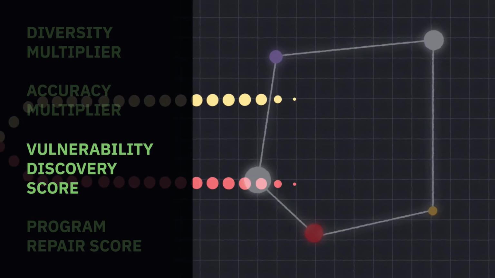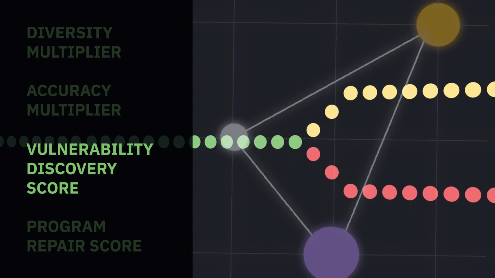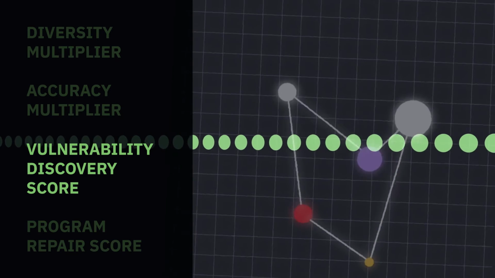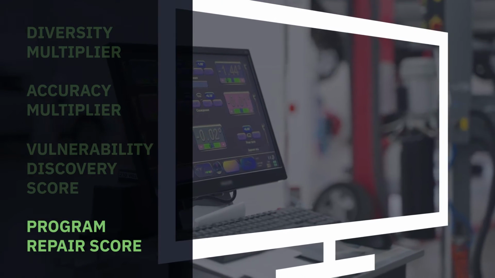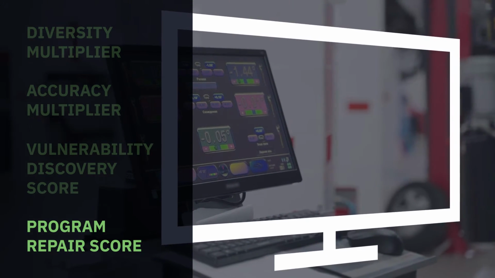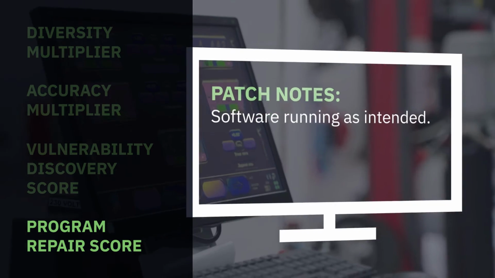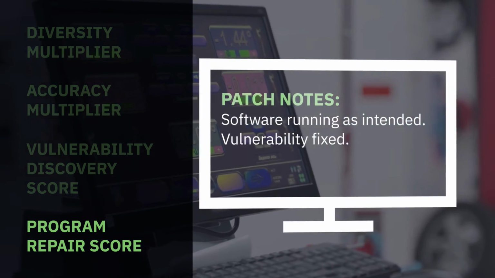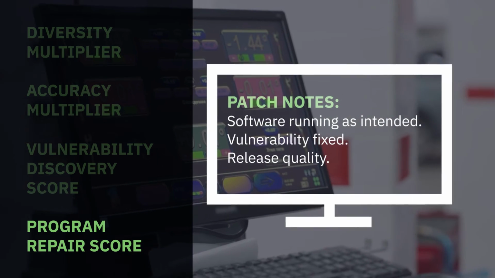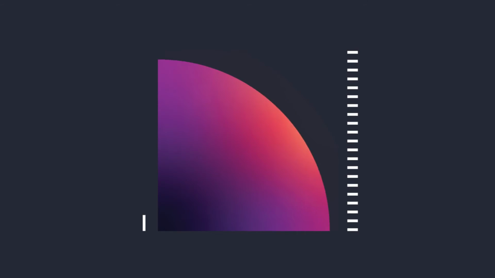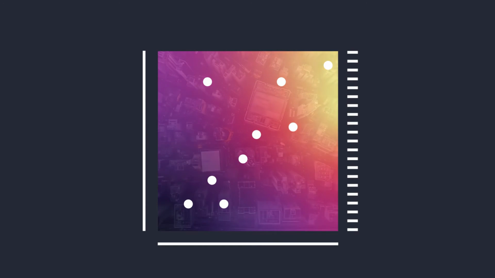Vulnerability Discovery Score rewards CRSs that accurately identify scorable vulnerabilities. And Program Repair Score rewards CRSs for submitting patches that do not interfere with the software's intended functionality, do actively fix the vulnerability, and that would most likely be accepted in the real world. By properly weighting real-world standards and effectiveness, AI Cyber Challenge incentivizes teams to not just win the competition, but lead the way to better securing the software we all rely on.